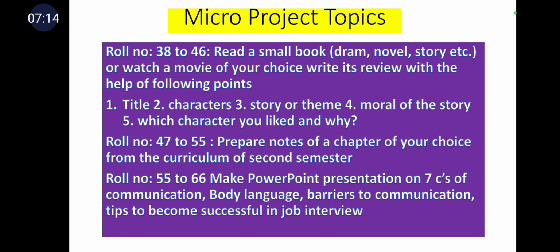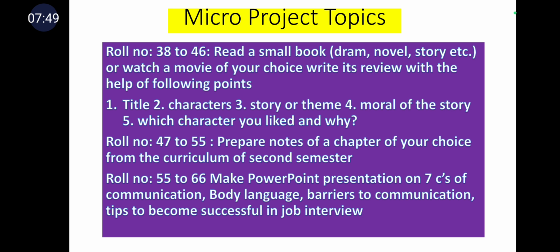Roll number 47 to 55. You have to prepare notes of a chapter of your choice from the curriculum of second semester. You have 5 to 6 subjects. You take only one chapter and prepare its notes. How to prepare notes, I have already given one video. Watch that video and prepare your notes. Everyone, so 47, 48, 49 up to 55, you will take one whole complete chapter, it may be physics, chemistry, mathematics or whatever, and prepare the notes actually.